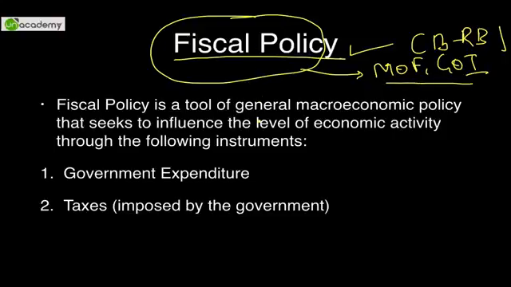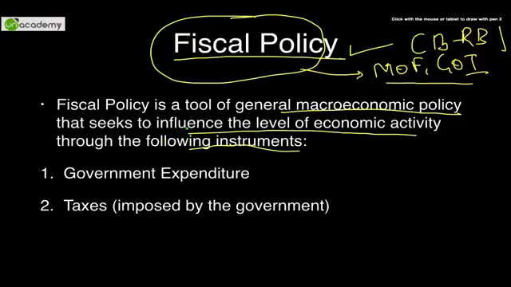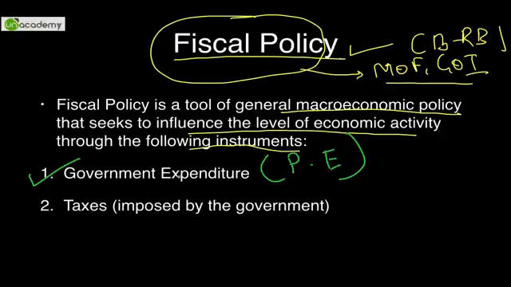It is a tool for general macroeconomic policy that seeks to influence the level of economic activity through two instruments. Remember these two instruments, they are very, very important. The only two tools through which fiscal policy can be modulated. The first one is government expenditure, also known as public expenditure. And the second is taxes, the taxes that you all come to hear about every day in everyday life. Taxes like income tax, wealth tax, gift tax, etc. We are going to discuss these taxes in the video, and these are also imposed by the government.